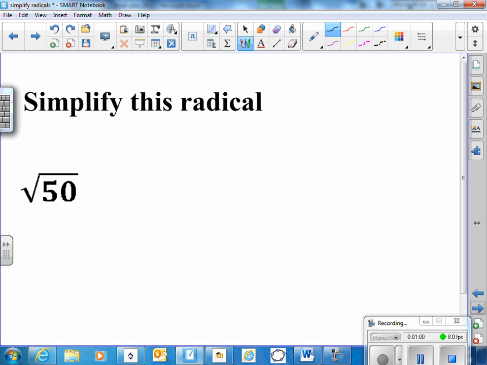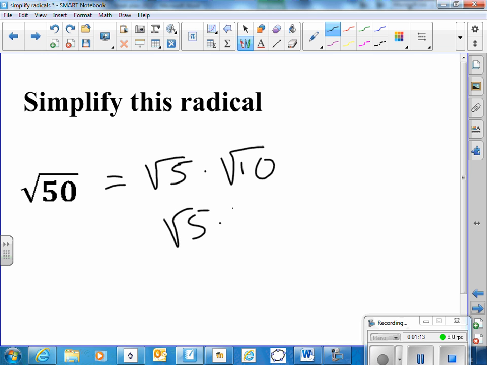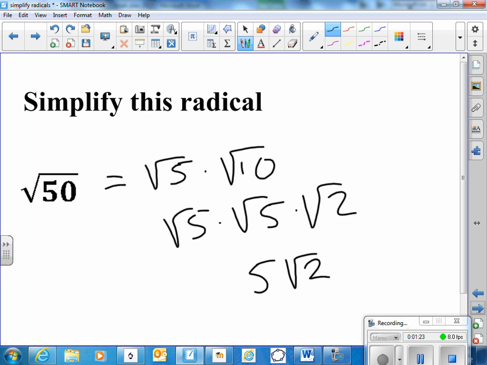Okay, 50. Well, I could maybe write that as the square root of 5 times the square root of 10. And I could write that as the square root of 5 times the square root of 5 times the square root of 2. Square root of 5 times the square root of 5 is 5. So I could have factored that like that and come up with 5 radical 2.